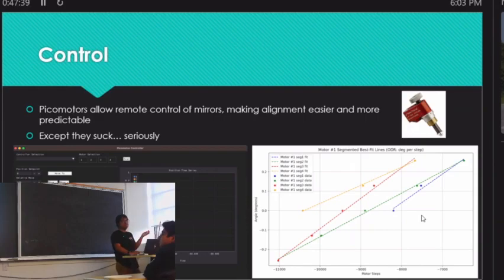Remote control would be nice just because it's nice to not have to be with the experiment, especially fiddling around with your fingers in a cramped space with very high energy light. But this is the best we have. So this is what we're gonna have to live with. That's my project. And now, final thoughts.